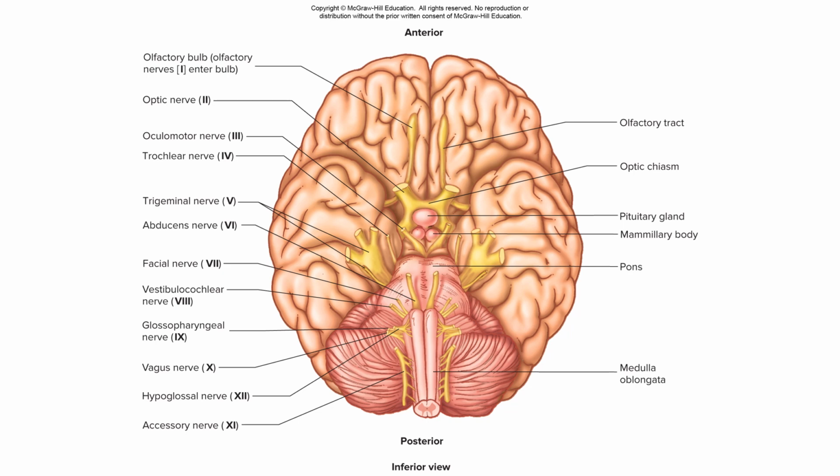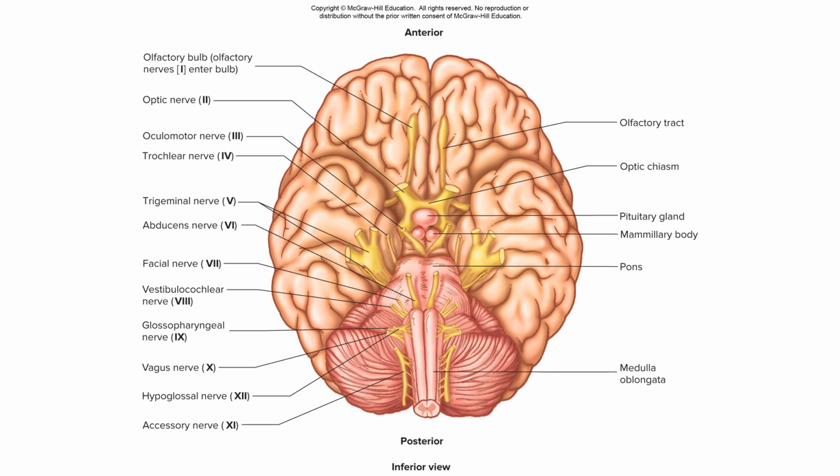So first, you have your olfactory nerve. Next is your optic nerve 2. You have your oculomotor nerve 3. Trochlear nerve 4, trigeminal nerve 5, abducens nerve is 6, facial nerve is 7, vestibulocochlear nerve is 8, glossopharyngeal nerve is 9, vagus nerve is 10, hypoglossal nerve is 12, and then accessory nerve is 11. So those are the 12 pairs of your cranial nerves.